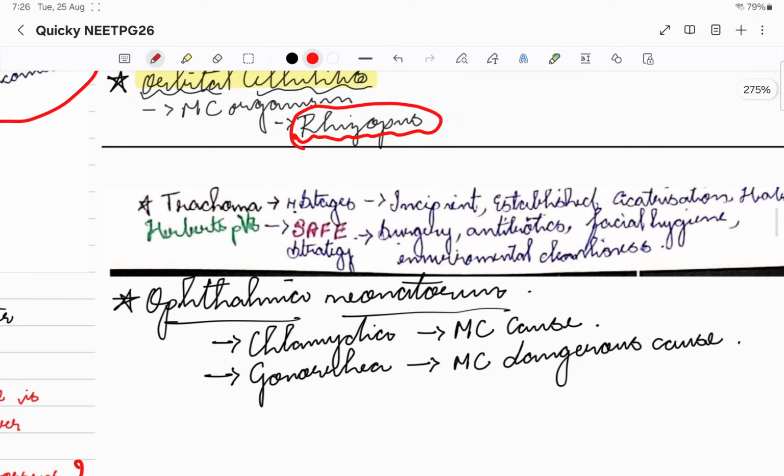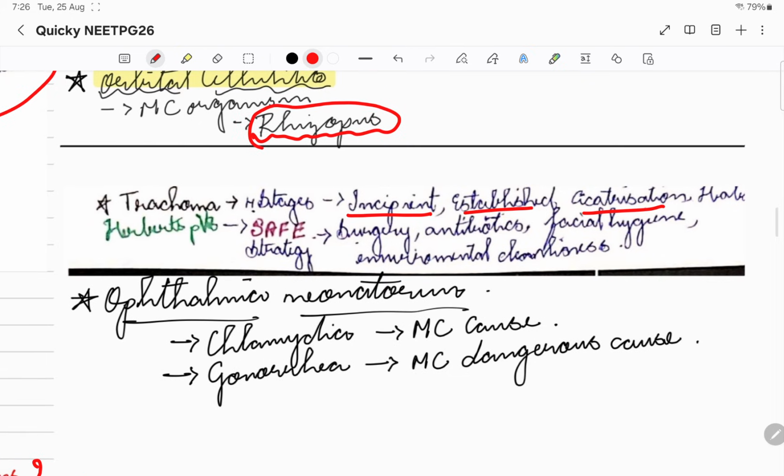Then there is trachoma. There are four stages. We used to learn this in ophthalmology for our exams: incipient stage, established stage, cicatrization, and Herbert's pits. Herbert's pits are pathognomonic of trachoma. You know that, right? There is the cornea, and around that Herbert's pits will be there. There is something called the SAFE strategy that we follow to avoid trachoma: surgery, antibiotics, facial hygiene, and environmental cleanliness, all with respect to maintaining eye hygiene to avoid trachoma.